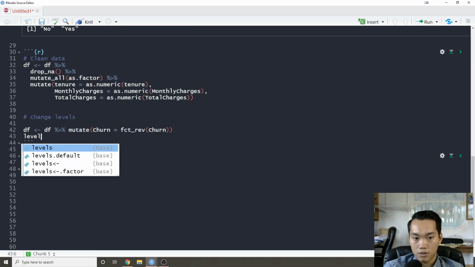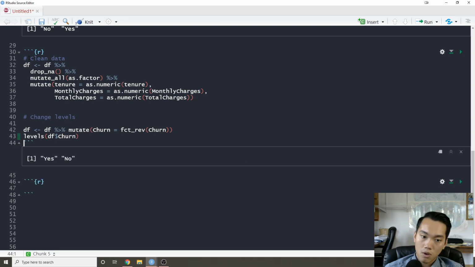And then we do levels df churn. We can see that we just swapped the order, so that way we can have the yes as a positive class. Great. So now let's actually create our train, test, and validation sets.